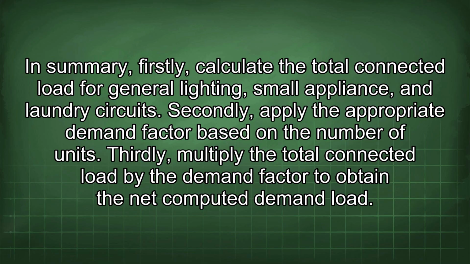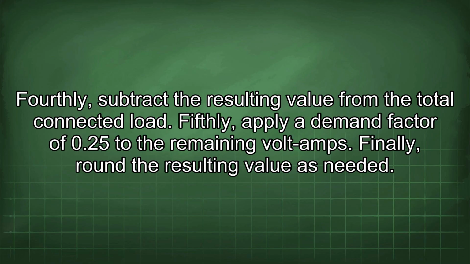In summary, firstly, calculate the total connected load for general lighting, small appliance, and laundry circuits. Secondly, apply the appropriate demand factor based on the number of units. Thirdly, multiply the total connected load by the demand factor to obtain the net computed demand load. Fourthly, subtract the resulting value from the total connected load. Fifthly, apply a demand factor of 0.25 to the remaining volt amps. Finally, round the resulting value as needed.